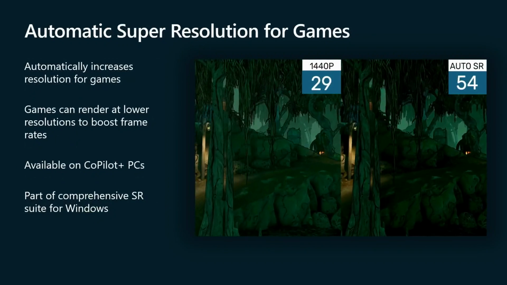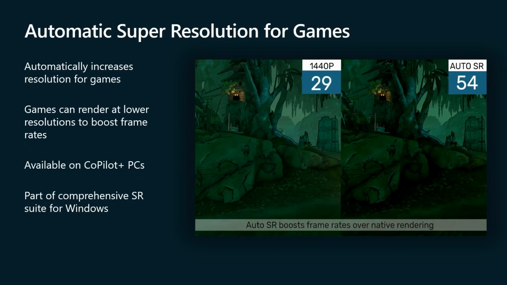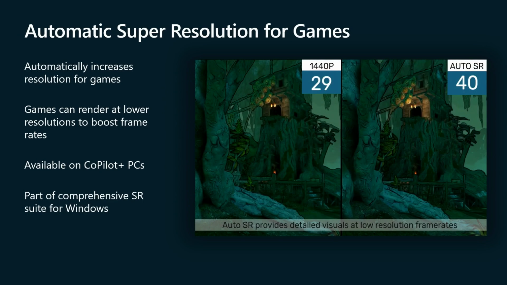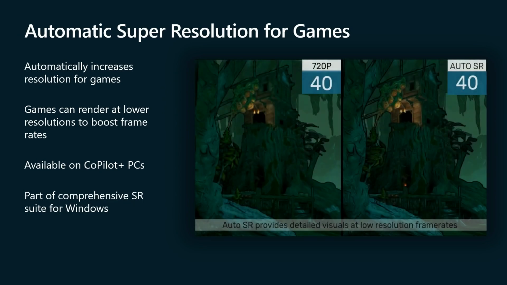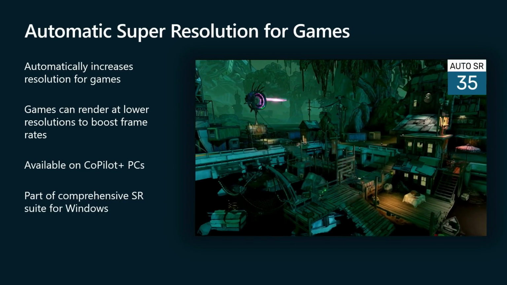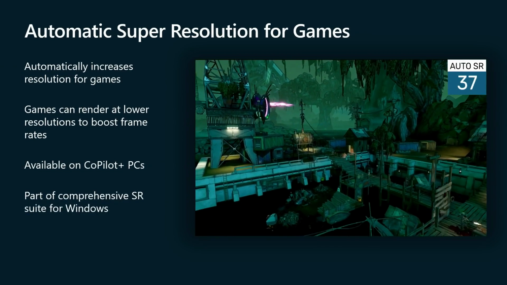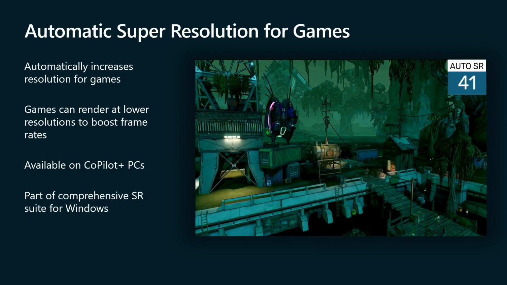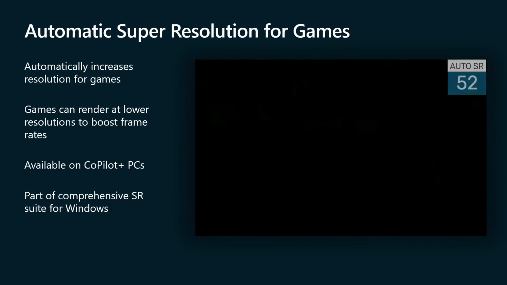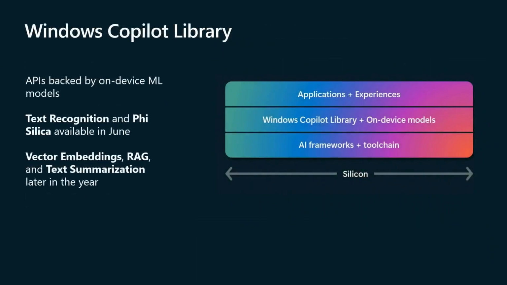And for game developers, we have a new feature called Automatic Super Resolution, which automatically increases the resolution for games, allowing games to render at much lower resolutions. That way, they keep the same frame rate, much better frame rate, while keeping the resolution. And this is available as part of a comprehensive super resolution suite that developers can use to bake inside of their application as well.